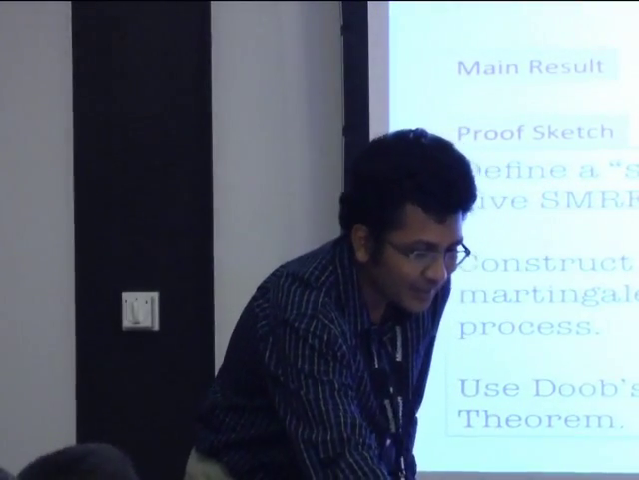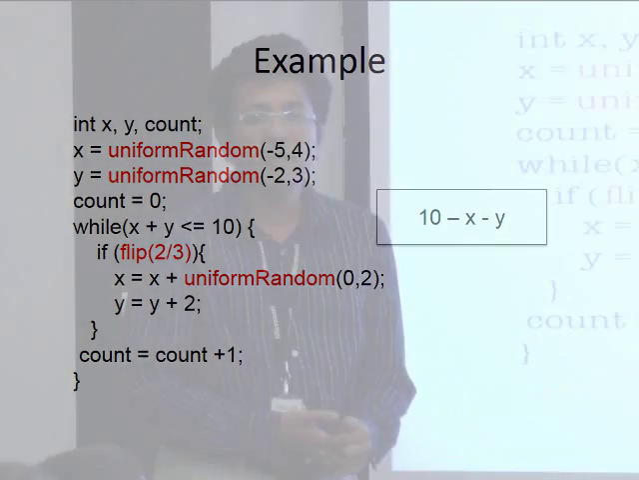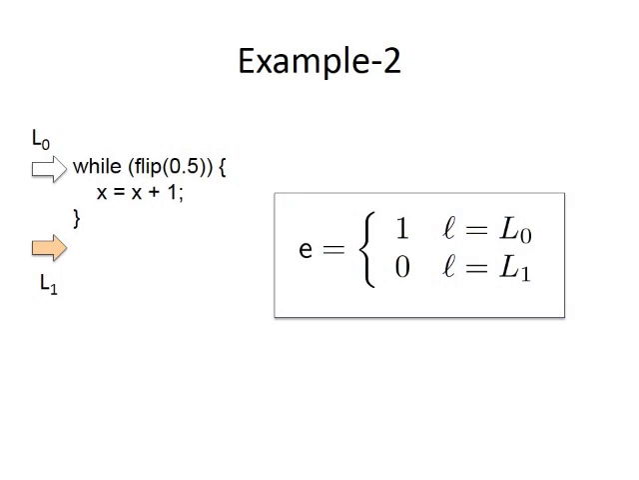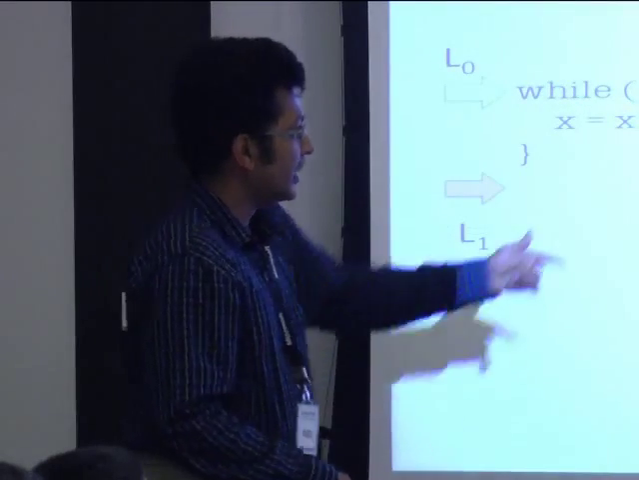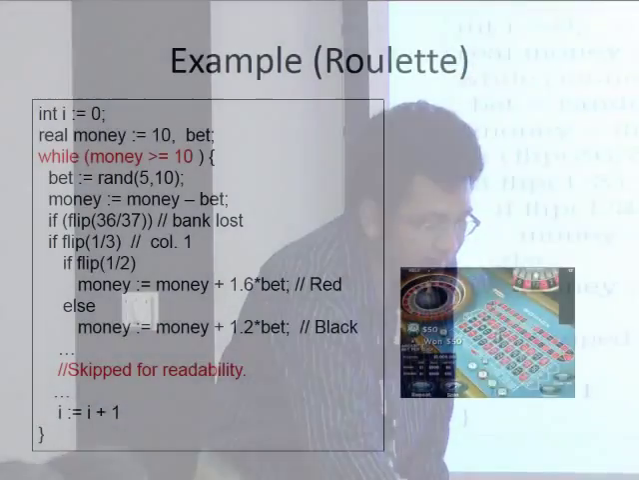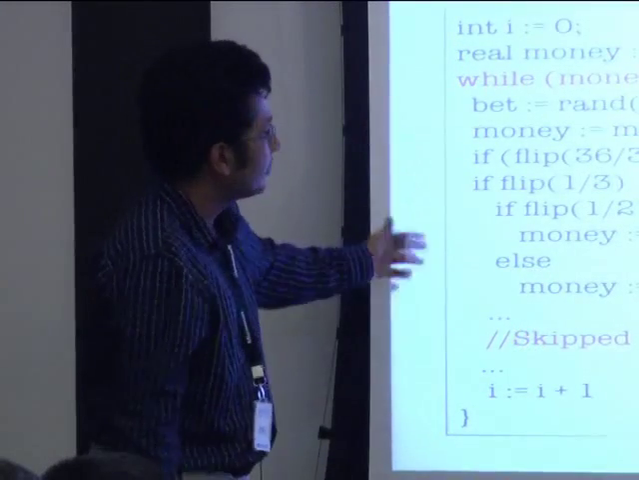Sorry, I'm running over time. So for example, in this program, we find 10 minus x minus y is a SMRF. In this program, for example, we find a flow sensitive SMRF. At location L0, it's 1. At location L1, it's 0. I won't go into the details. We modeled a fairly large program. I haven't put everything here. It's like 50 lines or so.